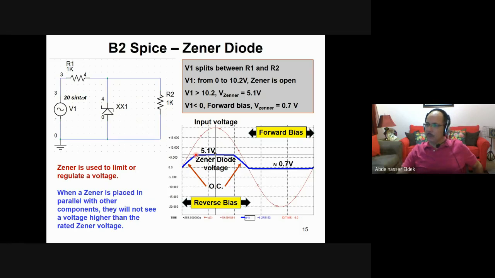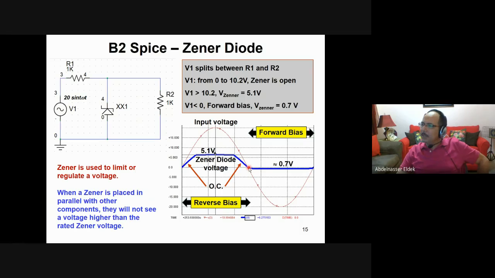Then the voltage will be 5.1 across the Zener, because the voltage across the Zener and R2 are the same. Then after that, when it becomes less than 5.1, it will be open circuit again. So here it is open circuit in these two periods, this one and this one. In between, the voltage is the Zener diode reverse voltage.